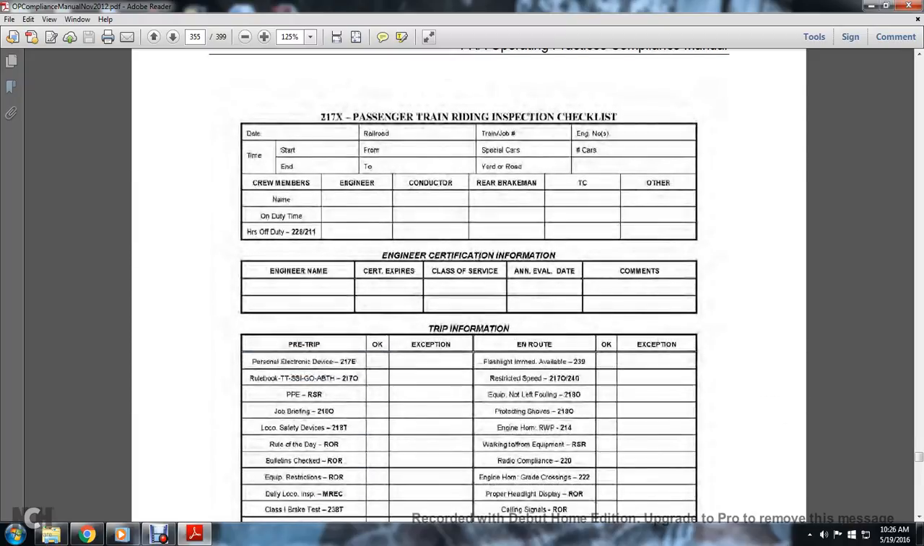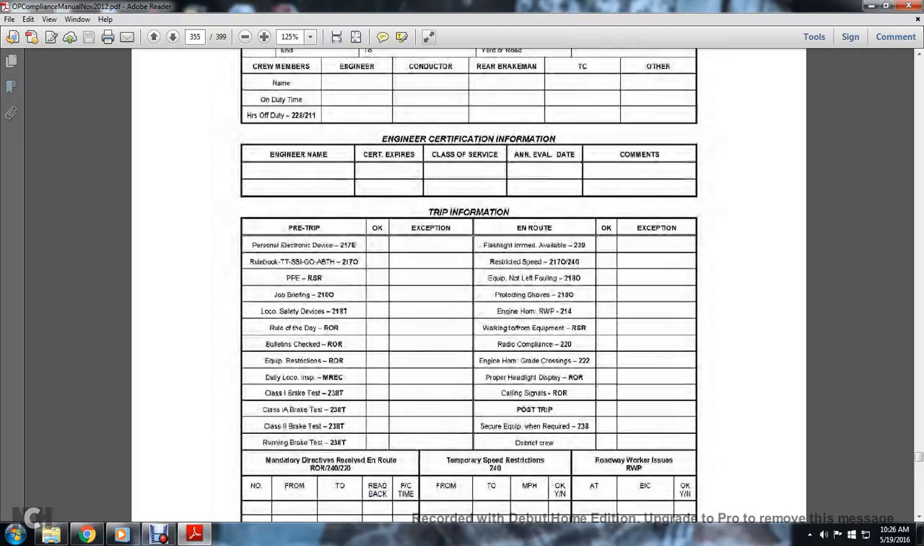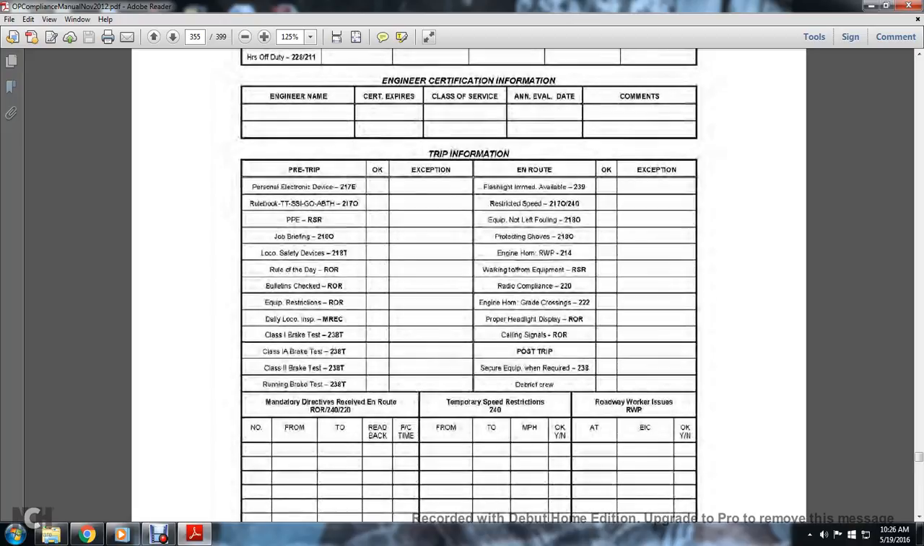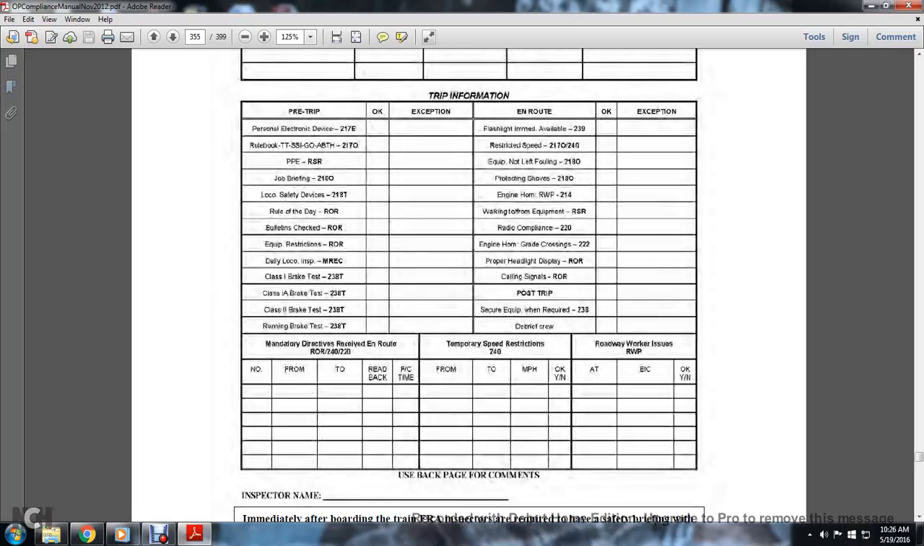This is a passenger train riding inspection: name, on duty, start time, special cars, personal electronic device, rule book, PPE, job briefing, locomotive safety standards, rule of the day, bulletins check, equipment restriction, daily locomotive inspection, Class 1 and Class 1A, Class 1-2 brake test, running brake test, restricted speed, flashlight, non-lead following, protection shoves, engine horn, walking to and from equipment, radio compliance, properly headlight display, calling signals, post-trip, secure equipment when required, and district crew.